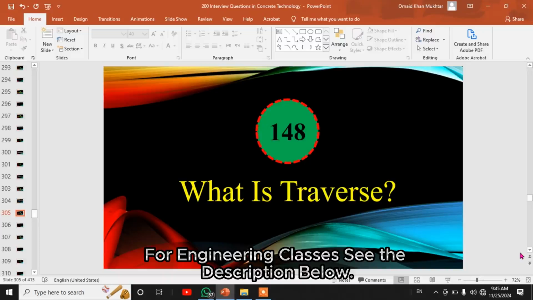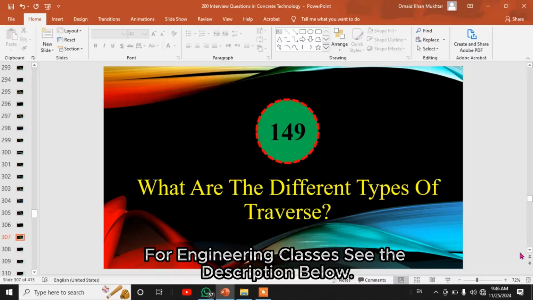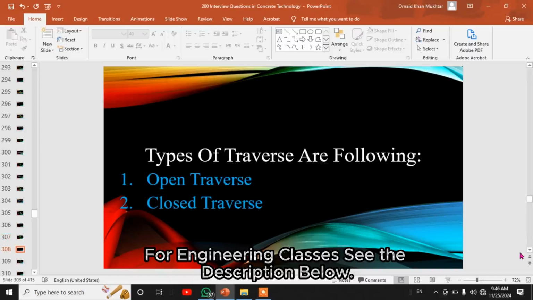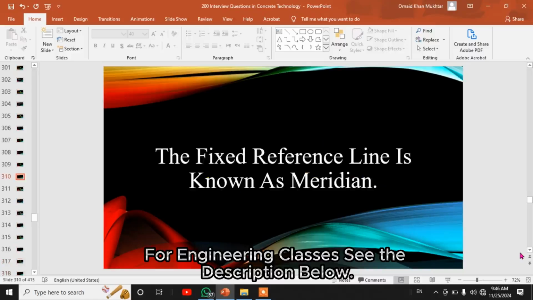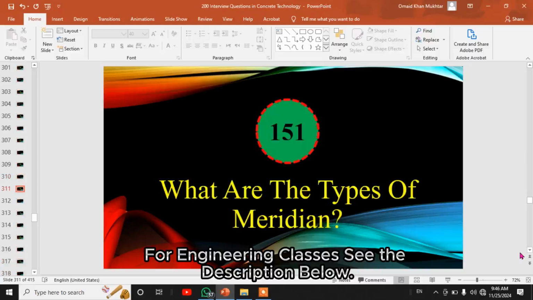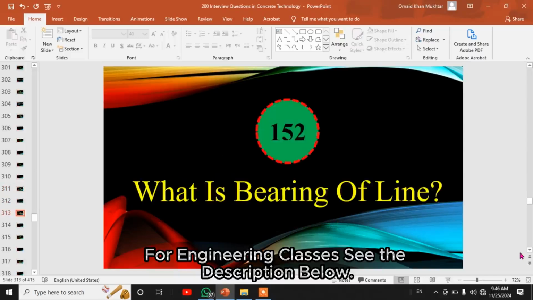148. What is traverse? A series of connected lines whose length and direction are known is called a traverse. 149. What are the different types of traverse? Types of traverse are following: first, open traverse; second, closed traverse. 150. What is meridian? The fixed reference line is known as meridian. 151st. What are the types of meridian? Meridian has the following types: true meridian, magnetic meridian, arbitrary meridian.